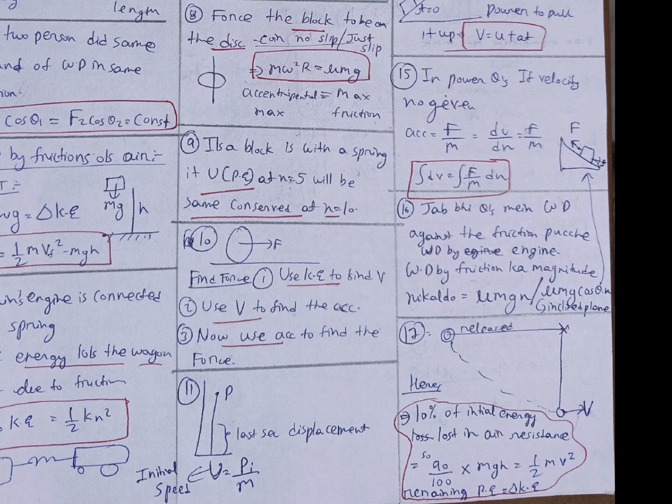If a block is on a spring, the potential energy at x equals 5 will be conserved the same at x equals 10. Find force. Use kinetic energy to find velocity. Use velocity to find acceleration. Now use the acceleration to find force.